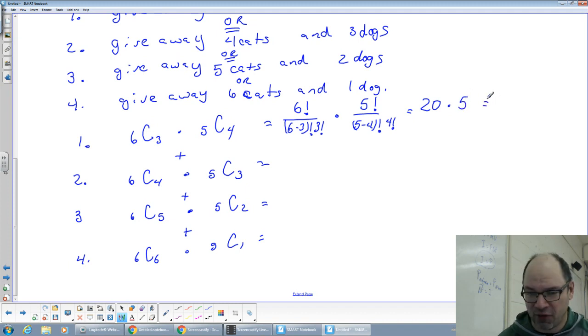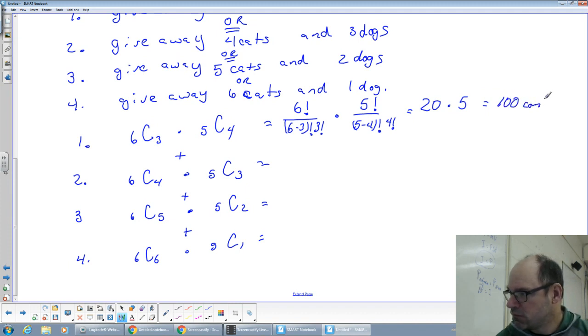So on the very top one, we've got 100 ways. Okay, so there's 100 combos of getting 3 cats and 4 dogs. Let me just check the 6 combo 3 because I did that one in my brain. Sometimes it's not. It's 20. Good. Okay, so then we do the same thing for this one.